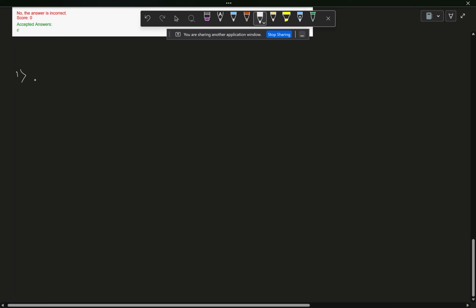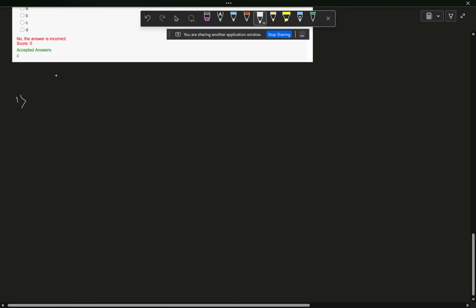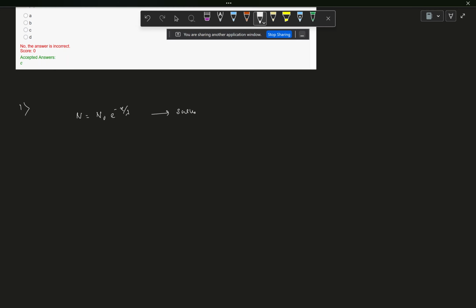This is a very simple one-line question, but let us analyze it first and try to understand what it is asking. Basically, it's asking for the number of molecules having a mean free path in the range of lambda to 2 lambda. You know one formula for the mean free path: n equals n naught e to the power of minus x by lambda. This equation is famously known as the survival equation of the gas molecules.